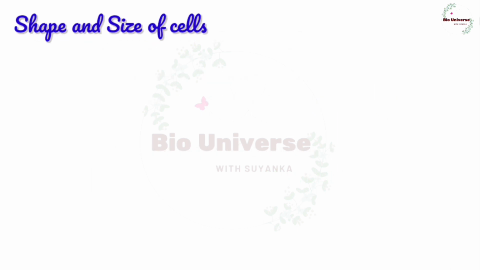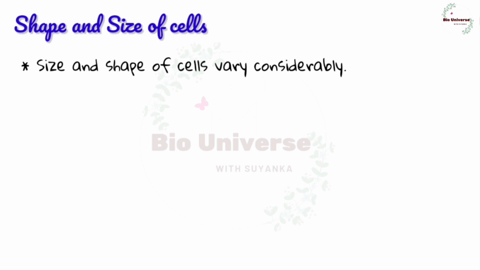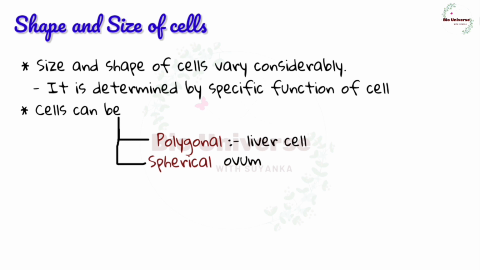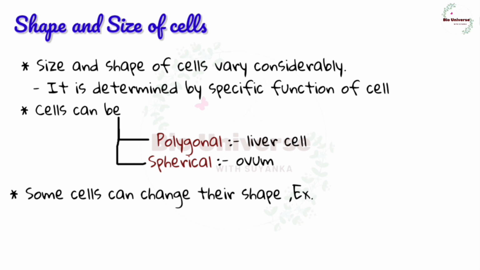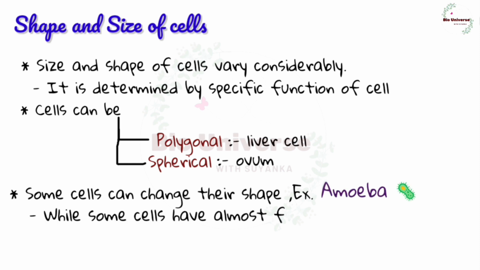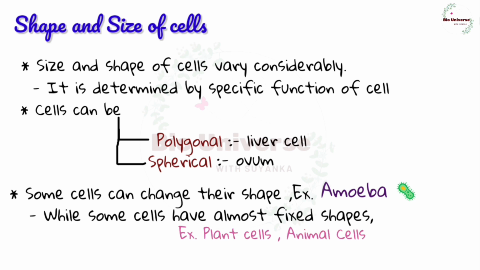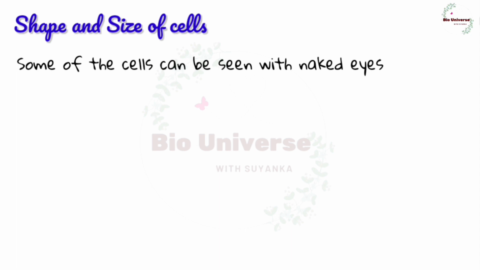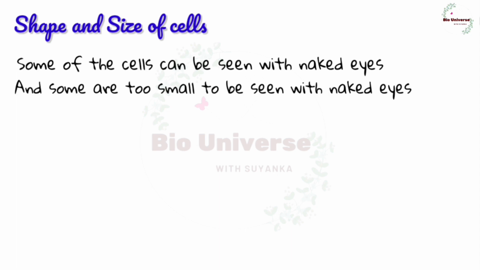Shape and size of cells. The size and shape of cells are not similar in all organisms. They can be related to the specific function they perform. Cells can be polygonal like liver cells, spherical like ovum, etc. Some cells can change their shapes like amoeba, while some cells have fixed shapes like plant cells and animal cells. Some cells can be seen with naked eyes, but a great majority of cells are too small to be seen with the naked eye. We can see these cells through microscopes.